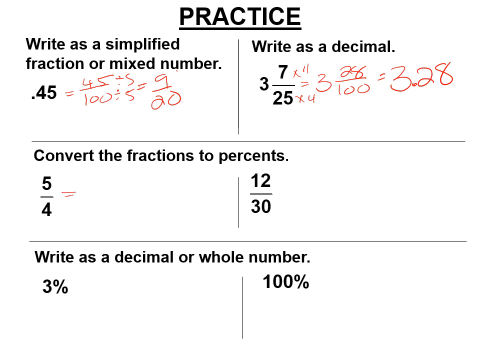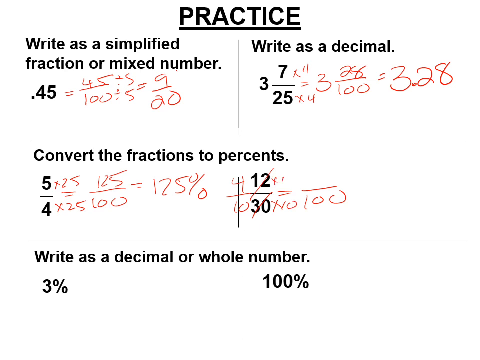5/4 is more than 100%. Notice you're not going to make it a mixed number here. 5 quarters is $1.25, so that's 125 hundredths, which is 125%. 12 thirtieths, we're trying to make it 100. That can be simplified. They're both divisible by 3, so that's 4/10. Yes, you could go down to 2/5 as well. That's why I showed this one. 4/10 or 2/5 will get you up to 40%.